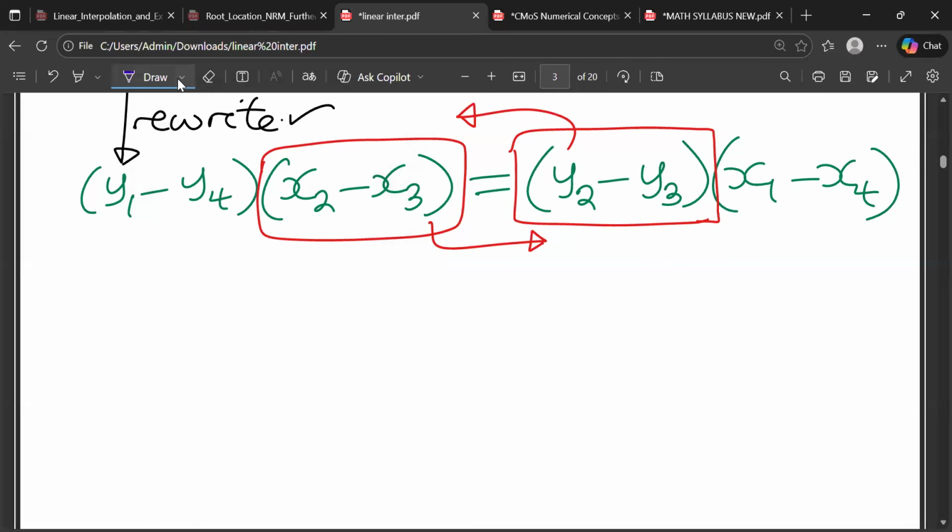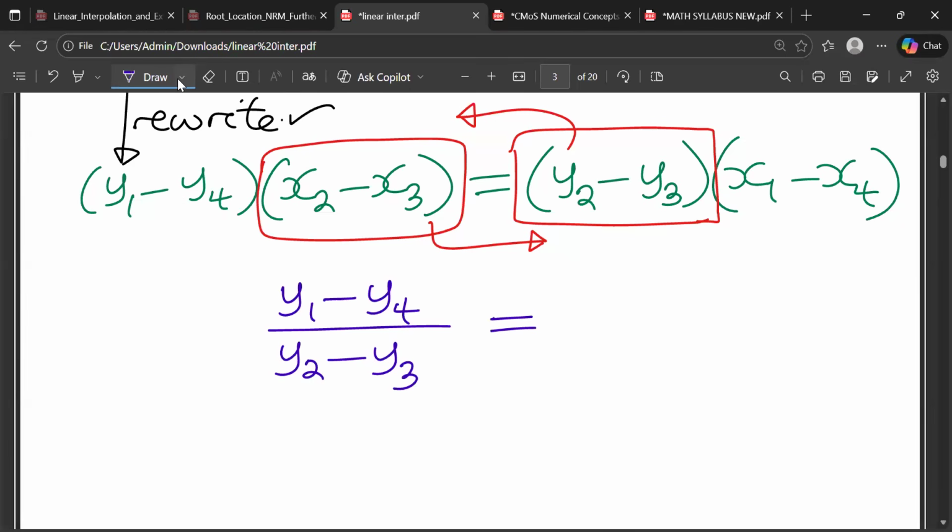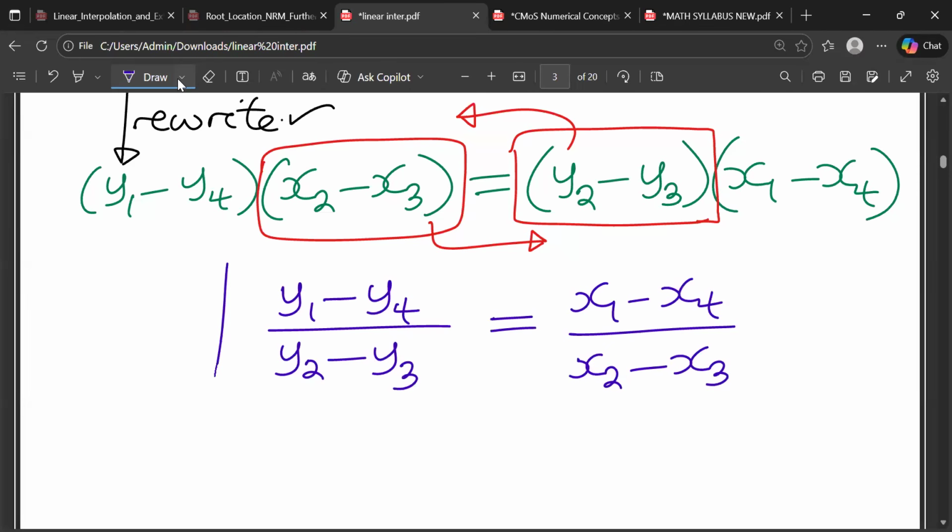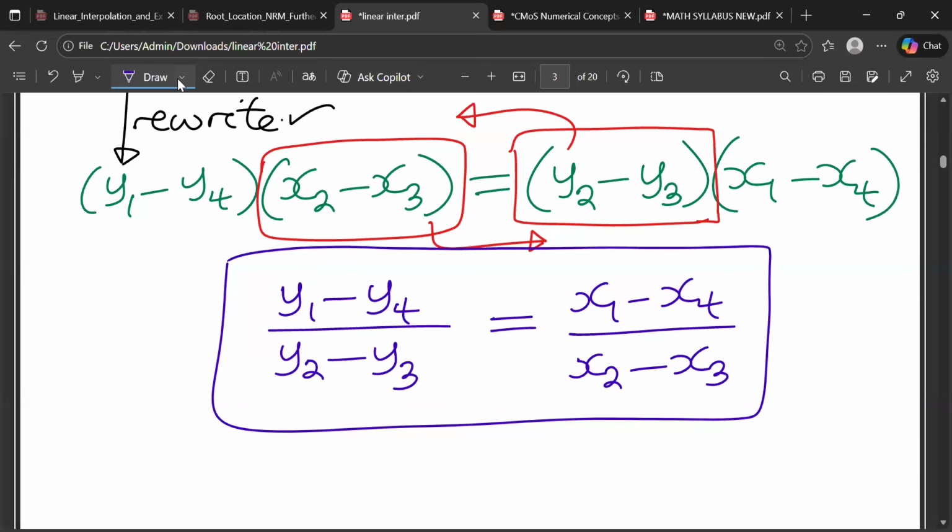Okay, so what will I have this side? I will have y1. So we are having a new formula. y1 minus y4 over y2 minus y3. What do I get? I get x1 minus x4 over, what do I have? x2 minus x3. Another new formula.